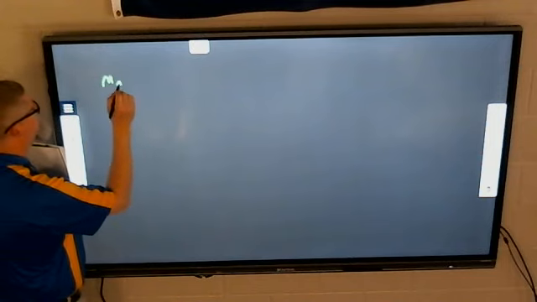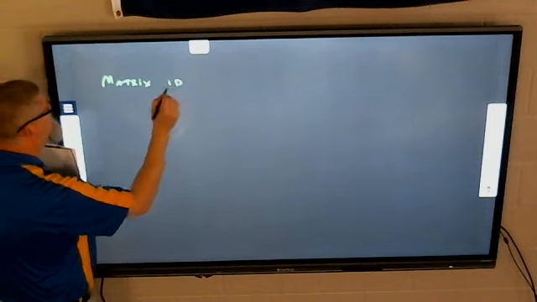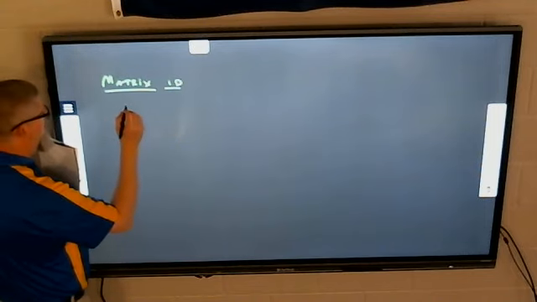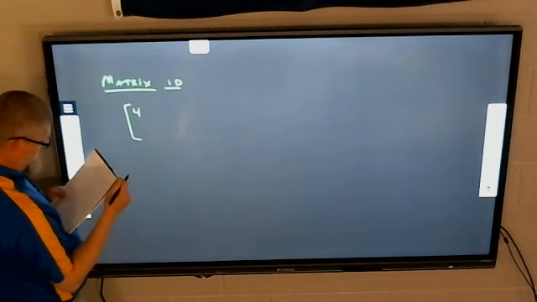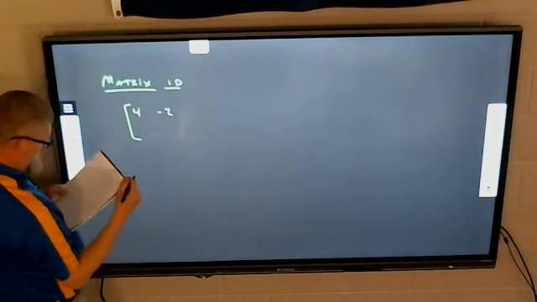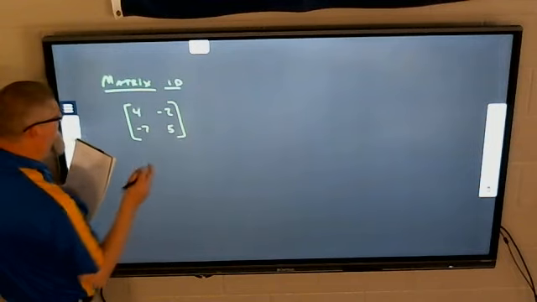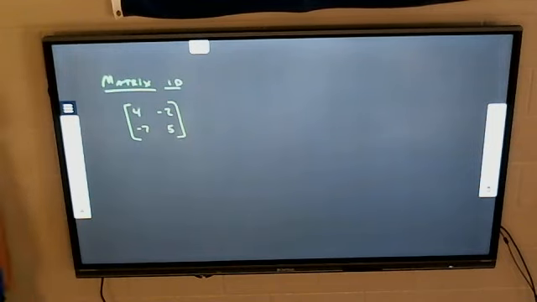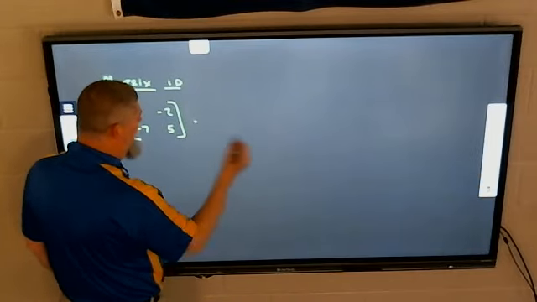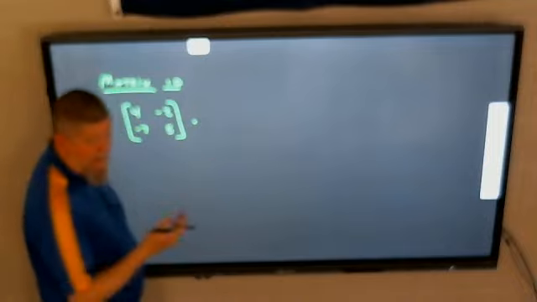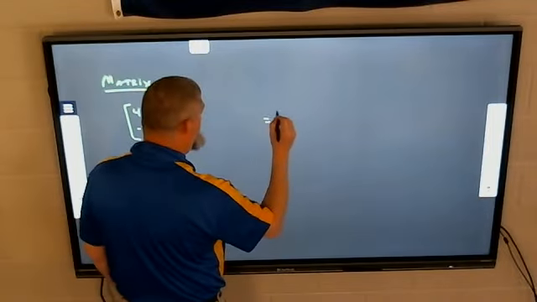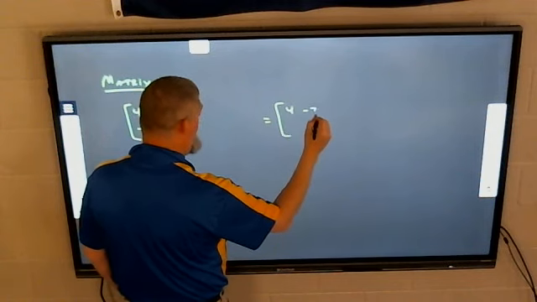Okay, so how does matrix identity work? So, matrix identity. If I take the matrix with 4, negative 2, negative 7, 5, I want to be able to multiply by something, or can I multiply by something? The answer is yes. That's going to be equal to the same exact value.